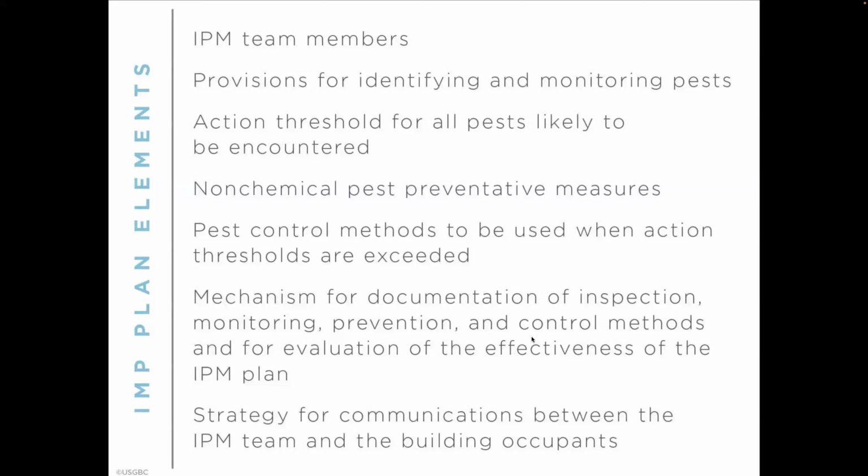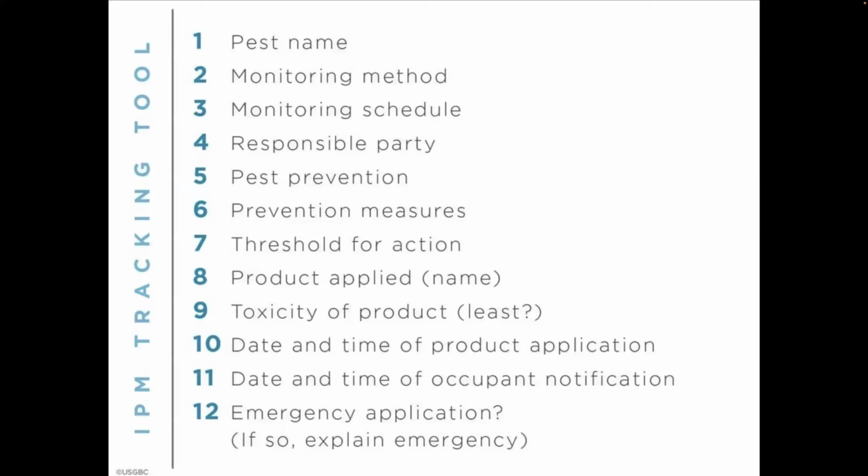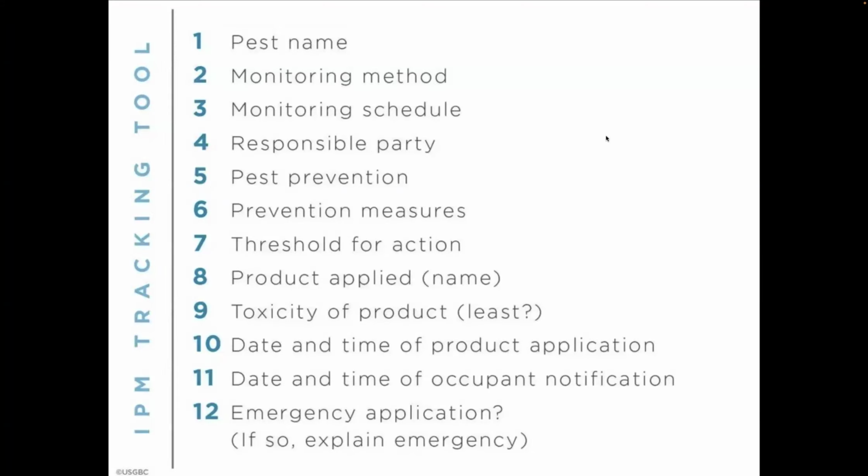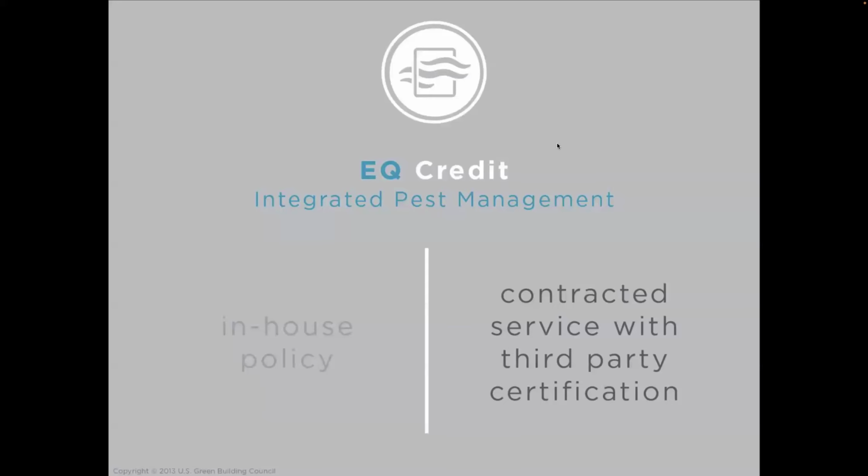Okay, how are you going to inspect this? How are you going to prevent it? And how do you communicate this between the IPM team? So you have to identify a team, who's your integrated pest management team, and the building occupants. And for each pest, you have to have all these things identified. And then a contracted service party, instead of you doing an in-house policy, they have to have a policy to identify all these things.